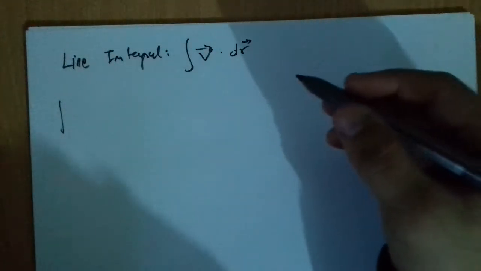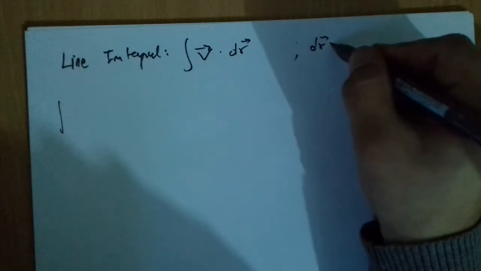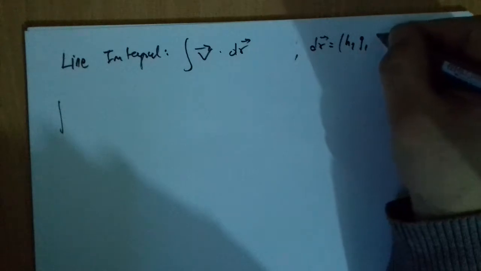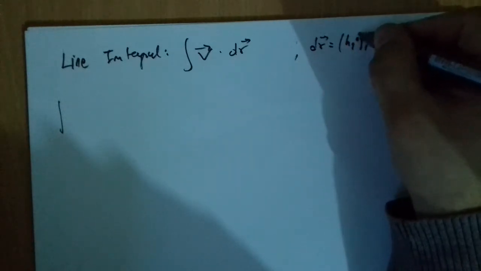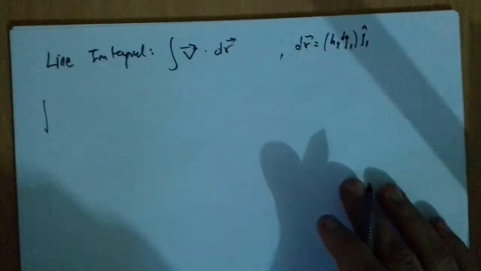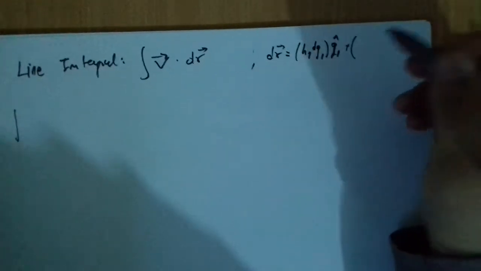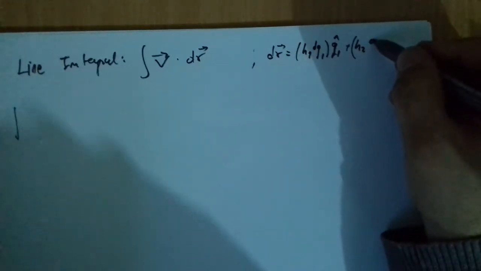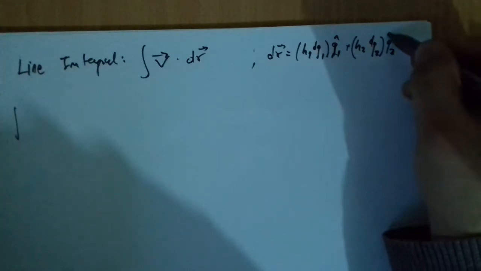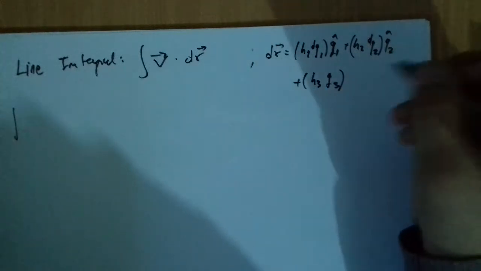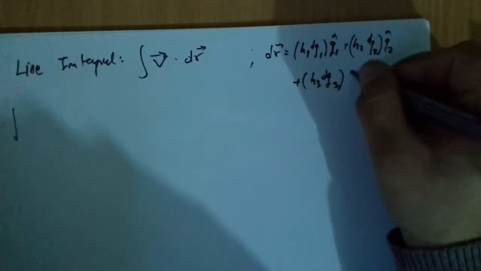So v has those components, and dr is equal to, so only one dr is h1 dq1 q1 hat, so in q1 direction, plus h2 dq2 q2 hat plus h3 dq3 q3 hat.